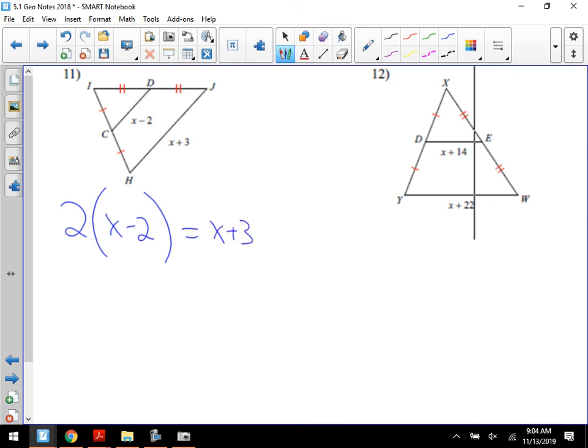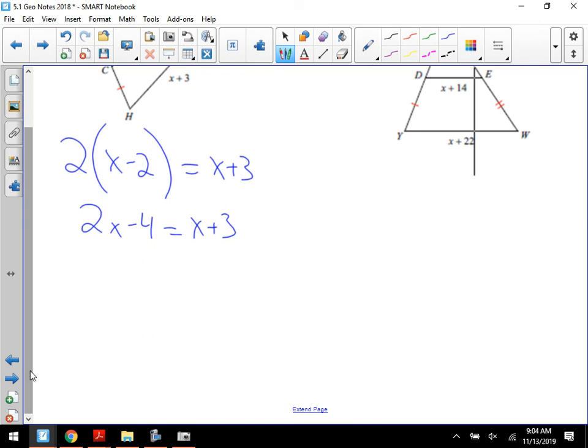So you use your properties. When you use your properties, you distribute. You've got 2x subtract 4 is the x plus 3. Move stuff around: subtract the x, add the 4. Hopefully you guys can do all this in one step by now. And you get x equals 7.